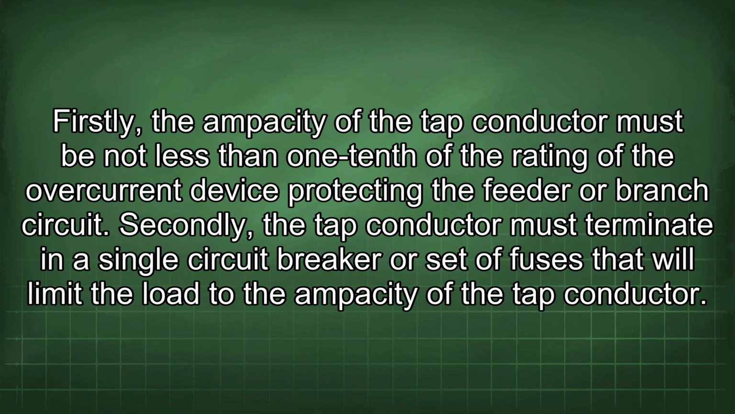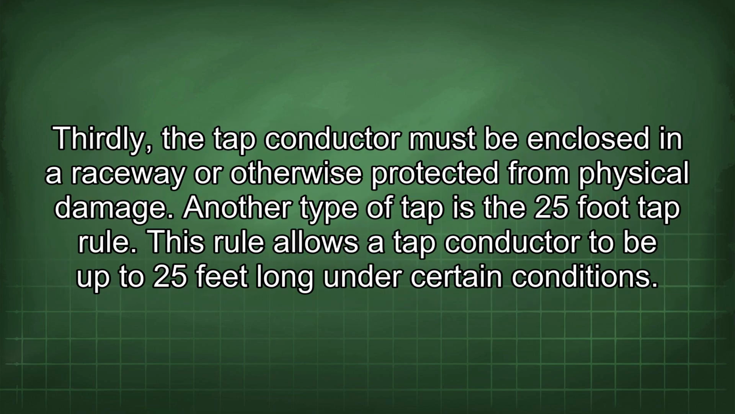Firstly, the ampacity of the tap conductor must be not less than 1/10 of the rating of the overcurrent device protecting the feeder or branch circuit. Secondly, the tap conductor must terminate in a single circuit breaker or set of fuses that will limit the load to the ampacity of the tap conductor. Thirdly, the tap conductor must be enclosed in a raceway or otherwise protected from physical damage.